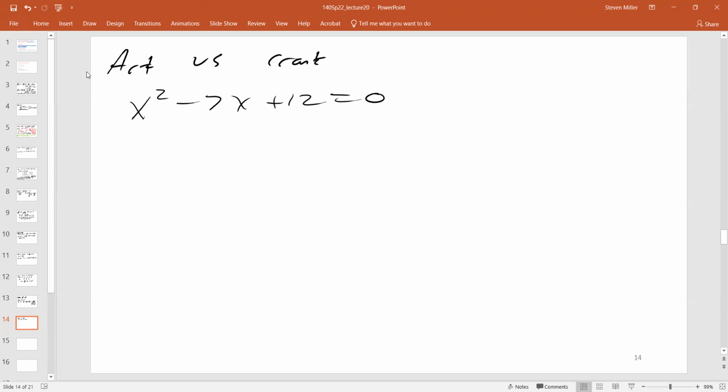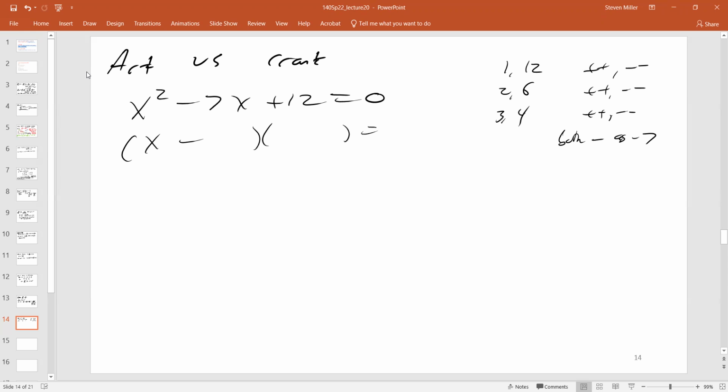Okay, and what are the factors? Yeah, so I know it's either 1 and 12, 2 and 6, or 3 and 4. Because it's a plus 12, it's either both plus signs or both minus signs. But because it's a -7, it has to be both minus. So it's got to be something like x minus. So I want two things that add to 7 and multiply to 12. It's 3 and 4. Whoa.